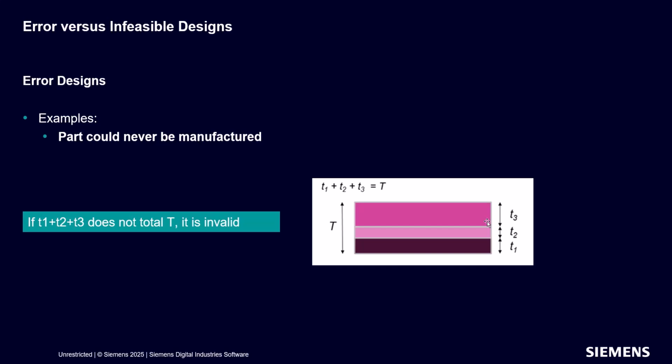There are also scenarios where designs need to be marked as errors if they could never be produced or manufactured. For example, if this layup requires that t is a constant value, but the variable combinations of t1, t2, t3 for a given design don't total the required total thickness t, it violates the possibility to make the part altogether and is an invalid design.